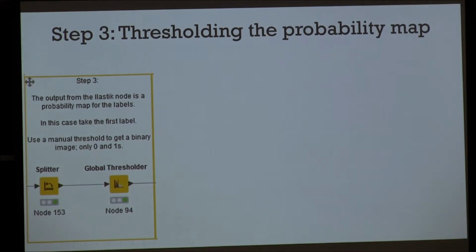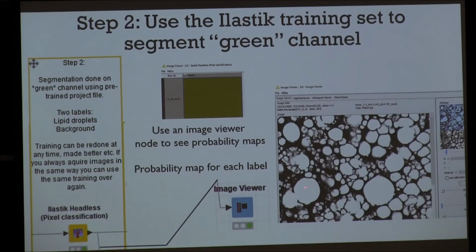The next step then would be to take those probability maps, and in this case, we only care about those lipids. We want to segment out these circles and get their features.